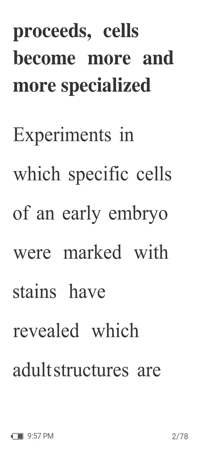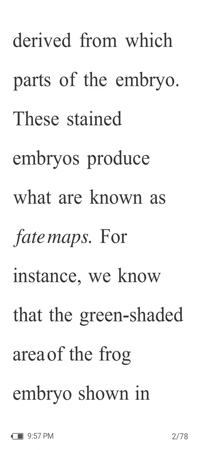As development proceeds, cells become more and more specialized. Experiments in which specific cells of an early embryo were marked with stains have revealed which adult structures are derived from which part of the embryo.